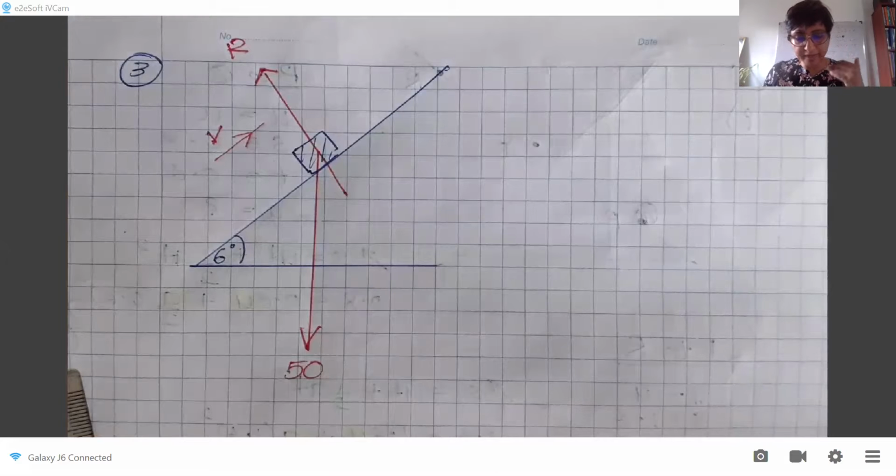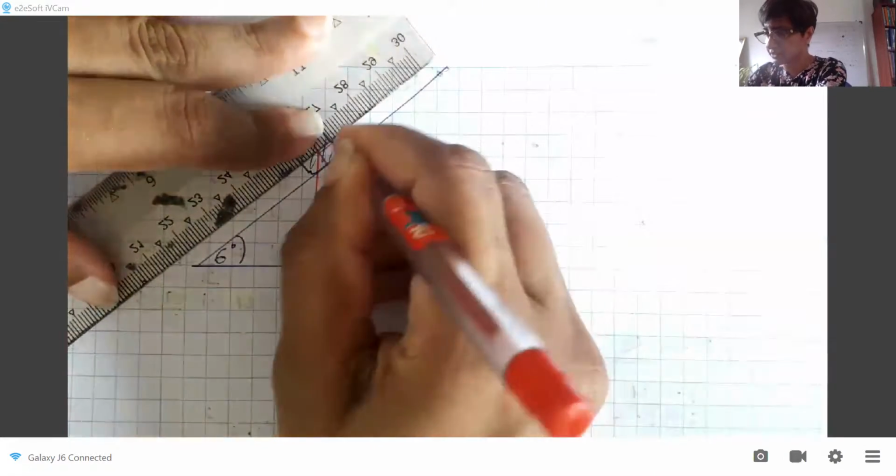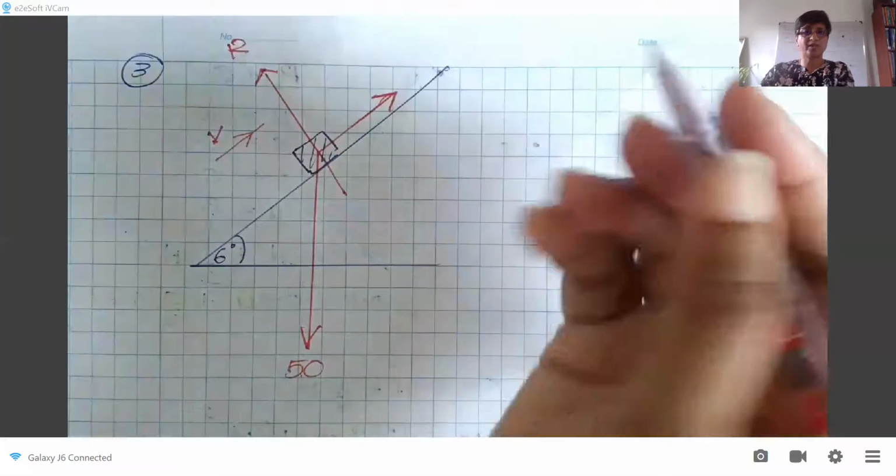Then it's being pulled by a rope up the rough plane. So you can mark a pull. This could be the rope, and along the rope, what is that force?